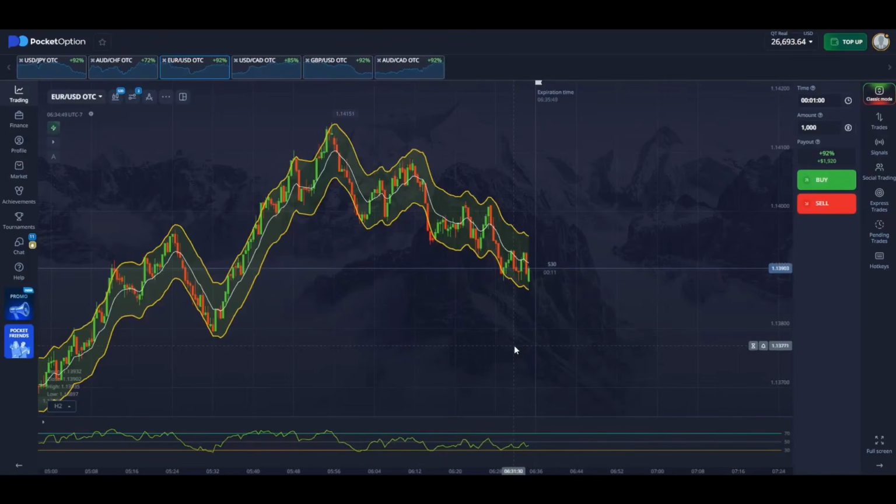So, hey everyone. Today I'm going to show you the perfect strategy, which consists of two indicators. These are envelopes and RSI. This strategy perfectly identifies overbought and oversold zones. The signals confirm each other and they complement each other perfectly. Let's not waste any time and get this video started.